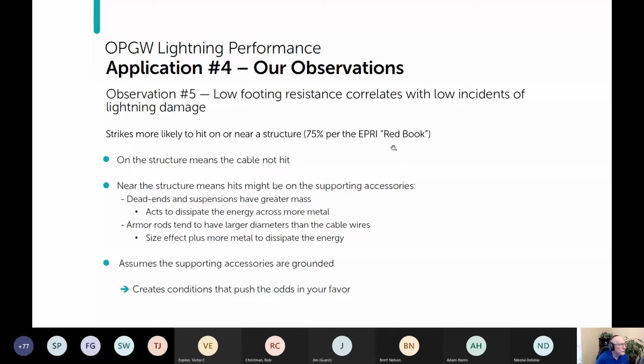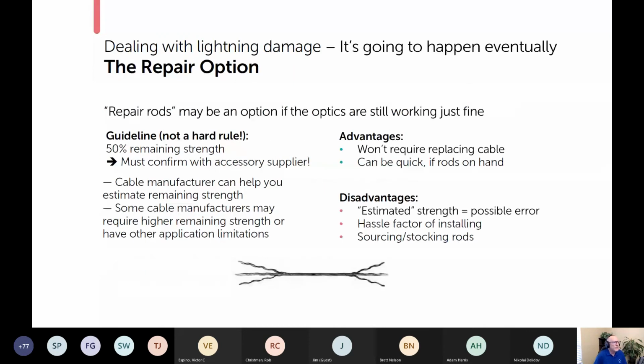Now, no matter what you do, how well you've designed your cable and specified your class levels and all those other things that we've talked about, it's going to eventually happen. As I mentioned earlier, Mother Nature sometimes laughs at us mere mortals. So what are you going to do? When you have damage, basically you've got to either repair it or replace the cable. And we'll talk about both, starting with repair.